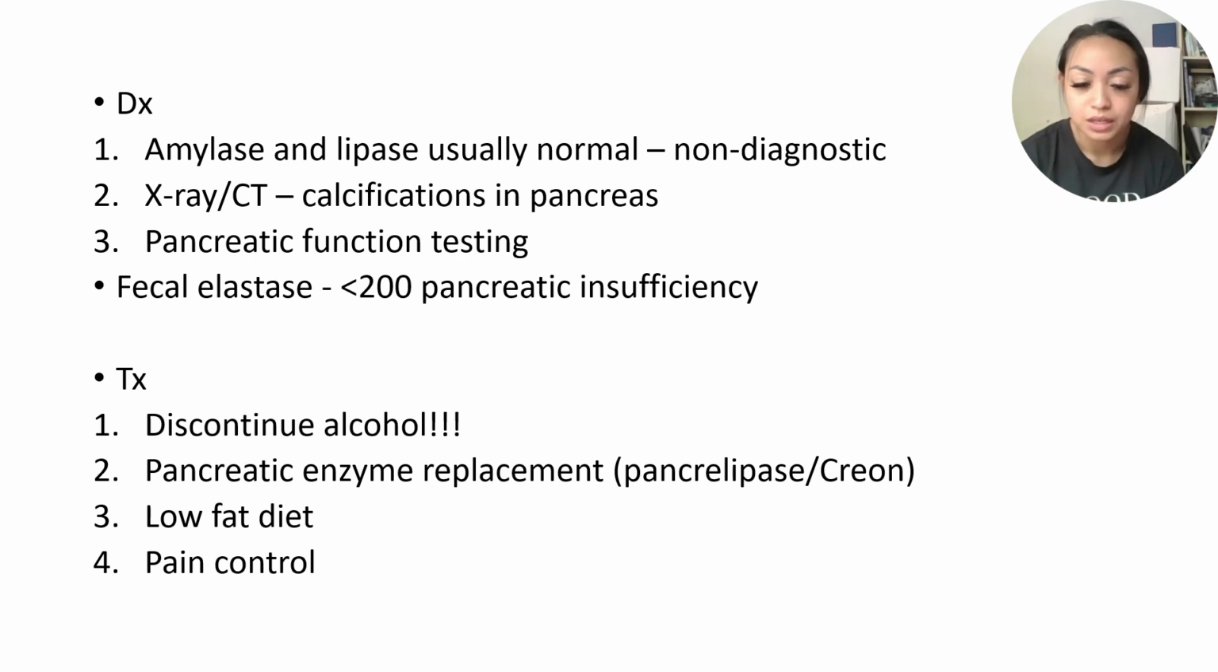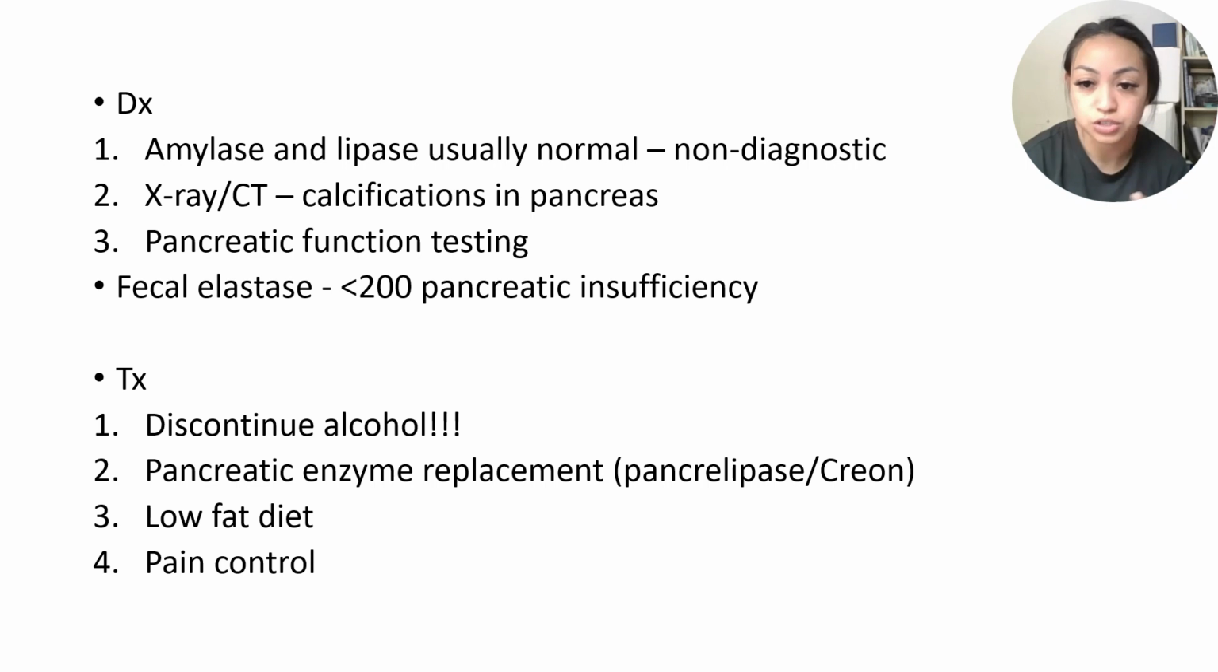Okay, giving replacement for those enzymes that are not being produced anymore by the pancreas due to the chronic inflammation. We can advise them to undergo a low-fat diet because, again, with the insufficiency of these digestive enzymes, we are not able to break down fat very well. So if we advise them to stick to a low-fat diet, then there's not going to be much need for these enzymes that can break down fat. Okay, and again, we give them some medications for pain control. If they also have some endocrine problems, then we can give them a replacement for insulin, for instance.